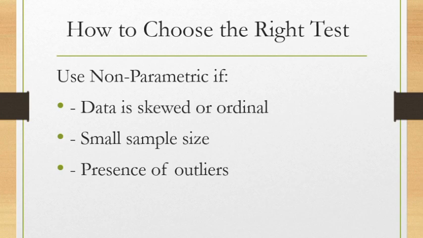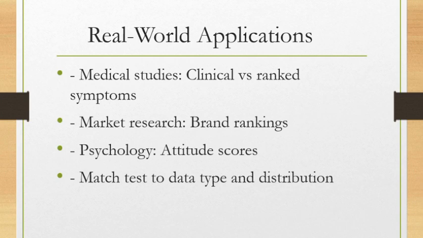Let's quickly look at real-world applications of parametric and non-parametric tests. One of the important applications is in medical studies. That is clinical versus rank symptoms. Use parametric tests for clinical measurements and non-parametric tests for pain scales or ranks. Another real-world application is market research. Use non-parametric tests for customer preferences or brand rankings. Another application is in psychology. Let's say attitude scores. Use non-parametric tests when measuring feelings, attitudes, or behavior scores that are ordinal.